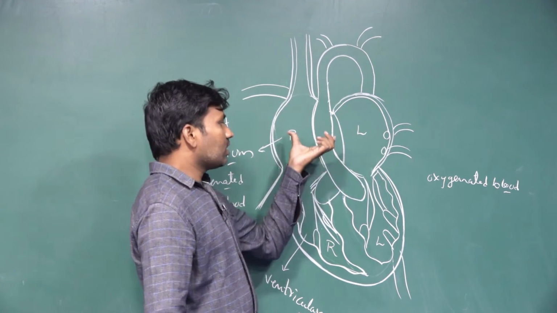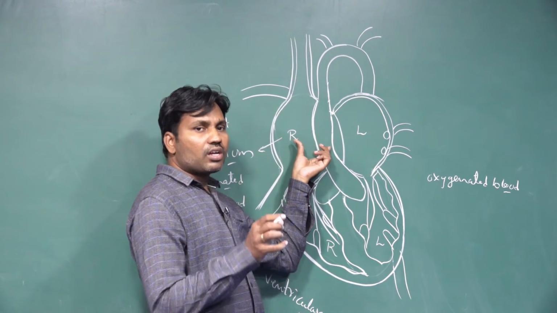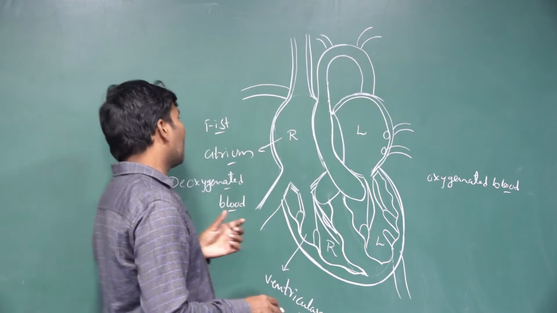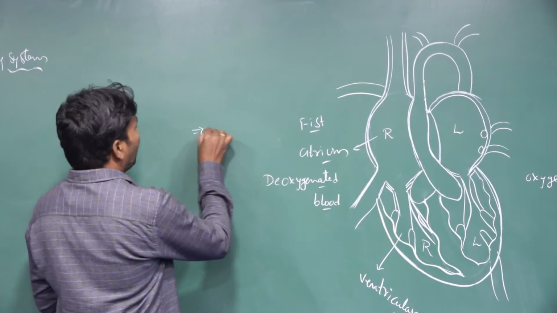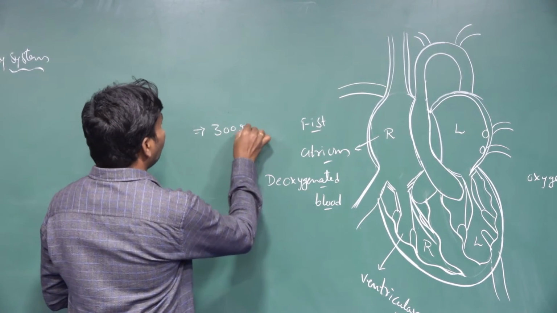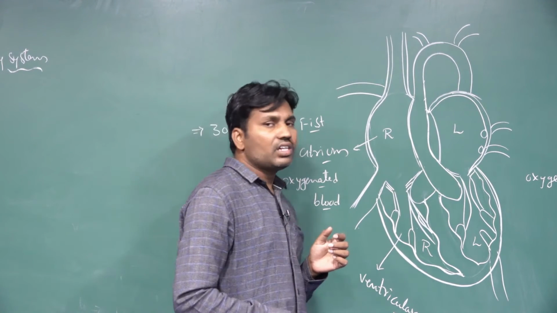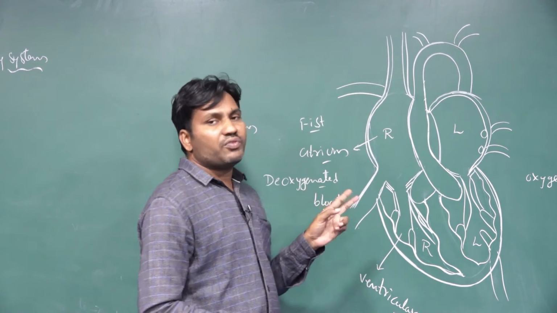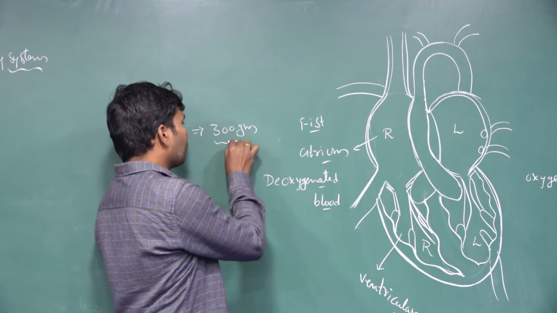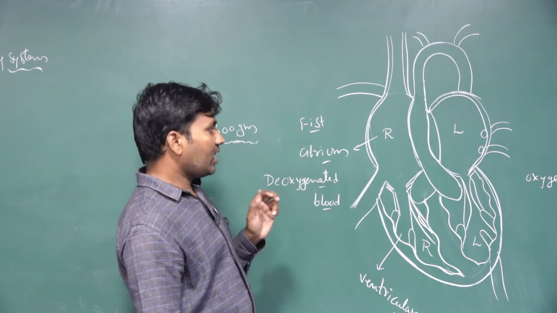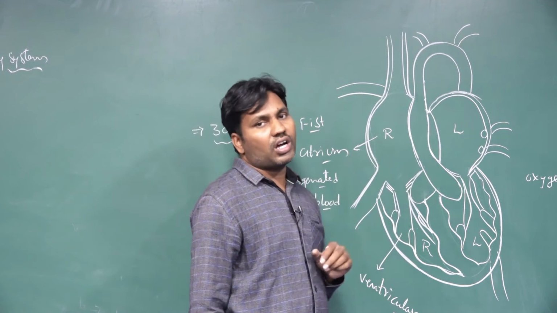So like this, the heart is situated in the thoracic cavity. As for weight, on average about 300 grams is present in the human heart, though it varies between males and females.